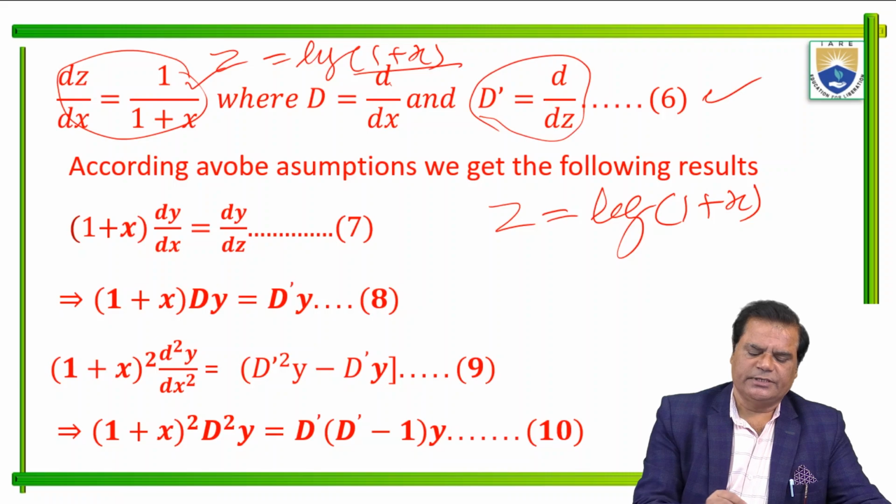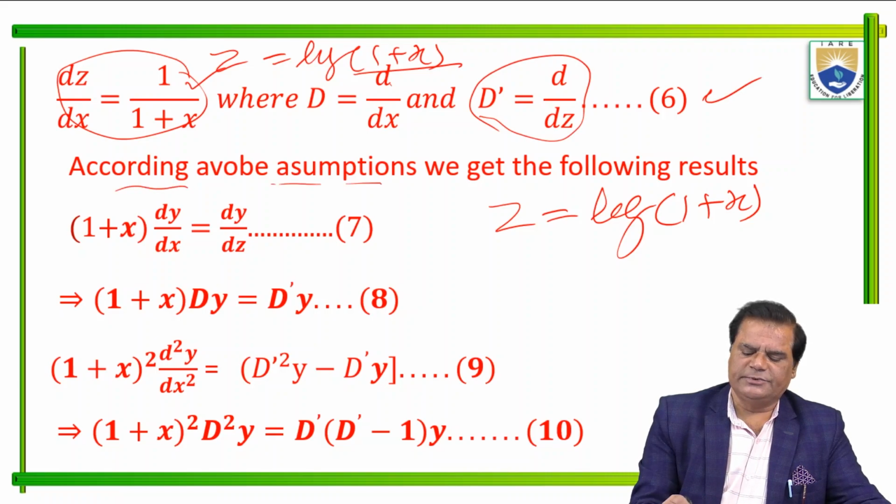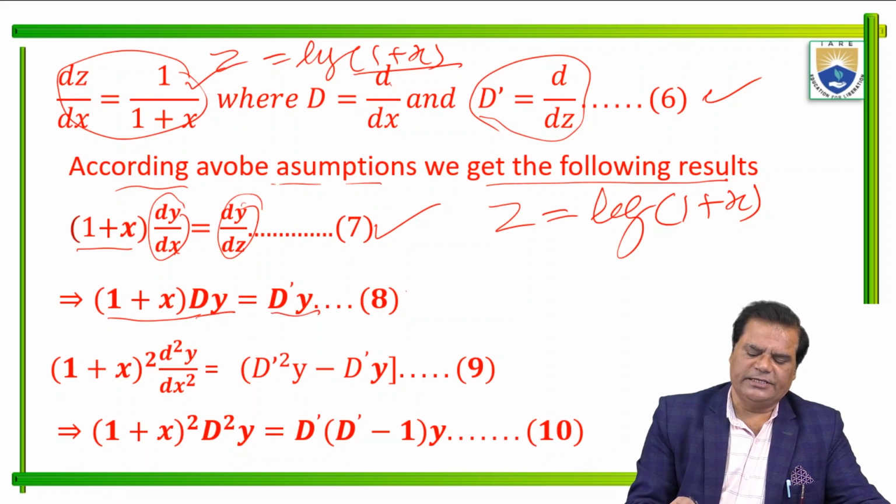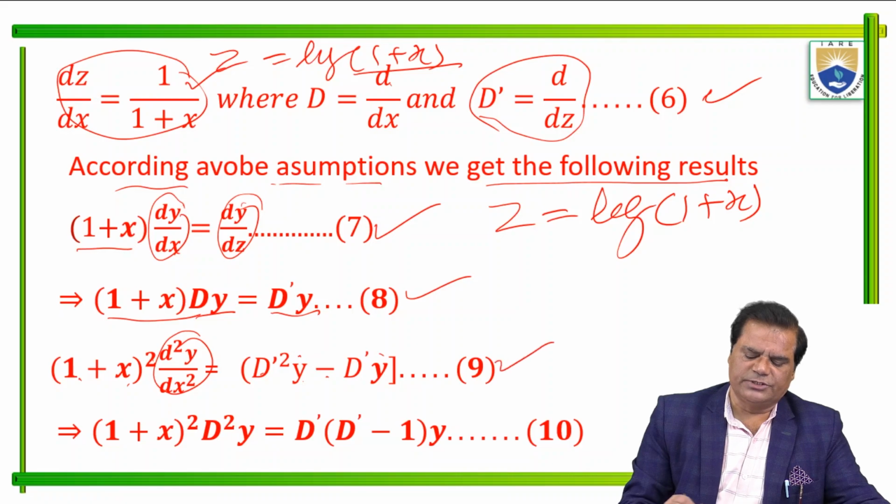This is equation 6. According to the above assumptions, we get the following result: (1+x) dy/dx is dy/dz. This is equation 7. (1+x) dy/dx is D'y. This is equation 8. (1+x) whole squared d²y/dx² equals D'² y minus D'y. This is equation 9. (1+x) whole squared d²y, D' is common here.